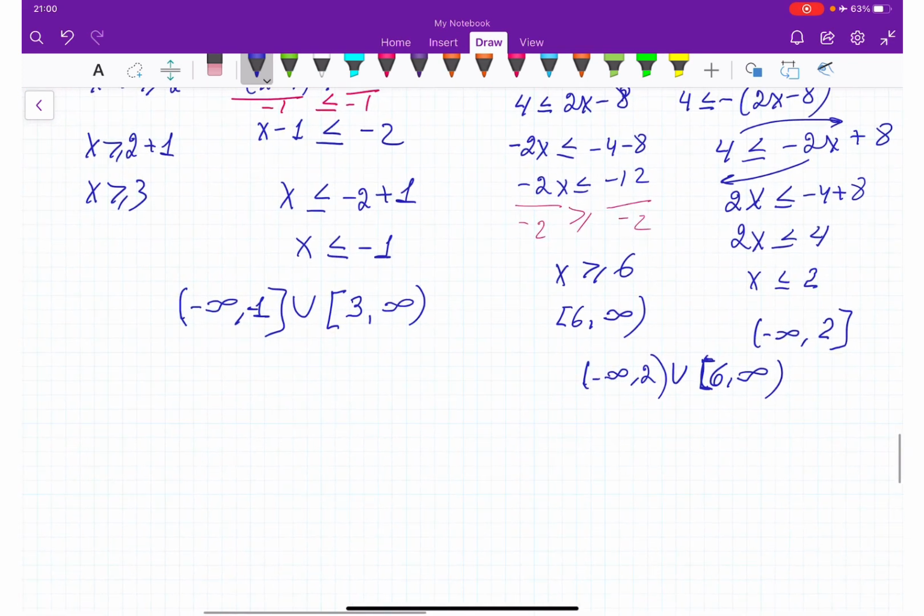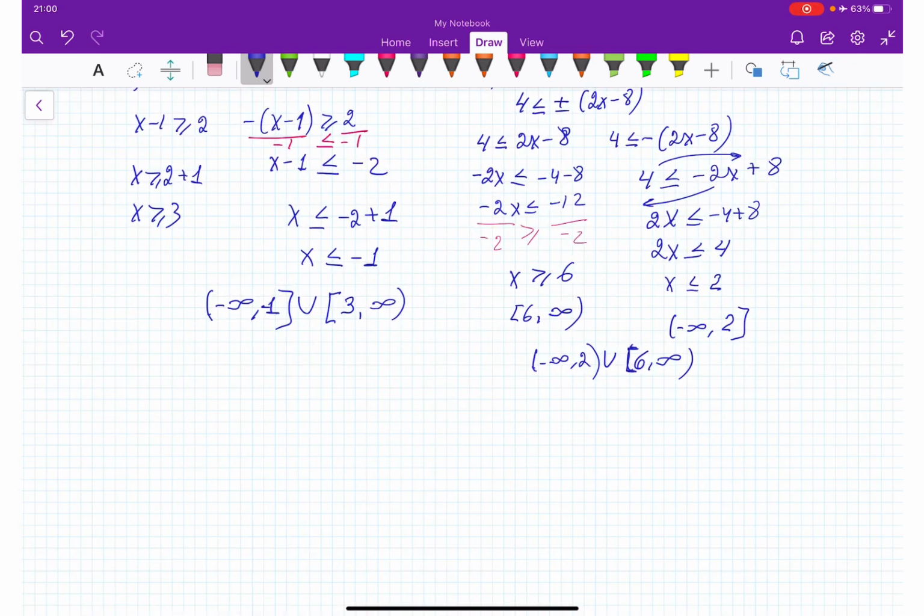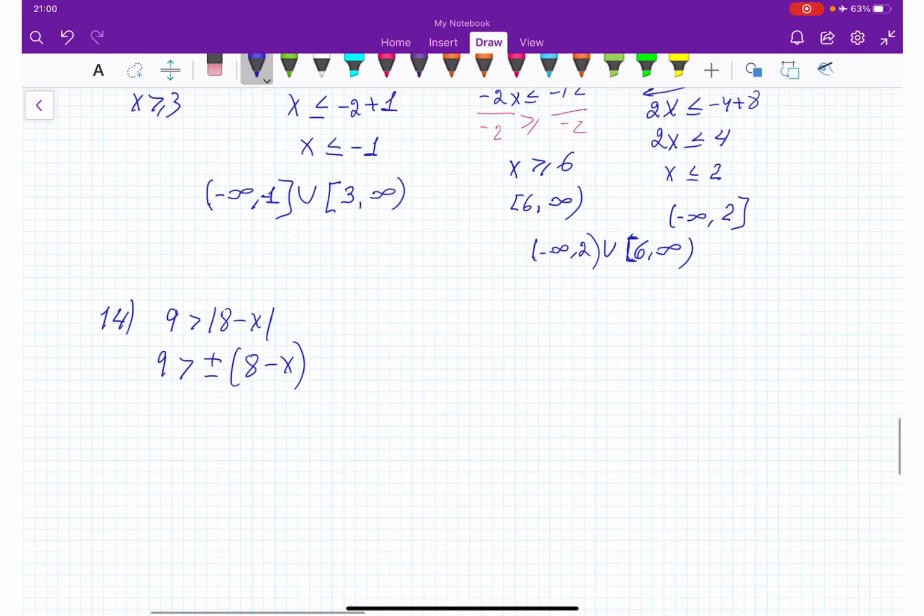Question number 14. Nine is greater, absolute value 8 minus x. So 9 is greater plus minus 8 minus x. 9 is greater positive 8 minus x. 9 is greater negative 8 minus x.